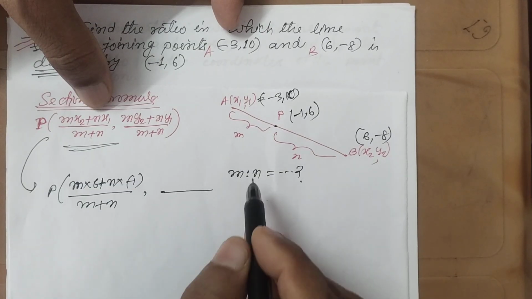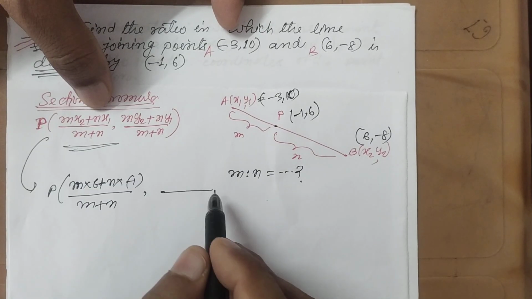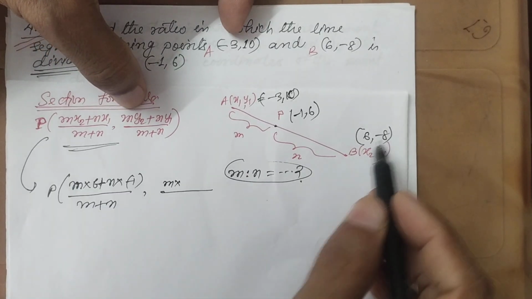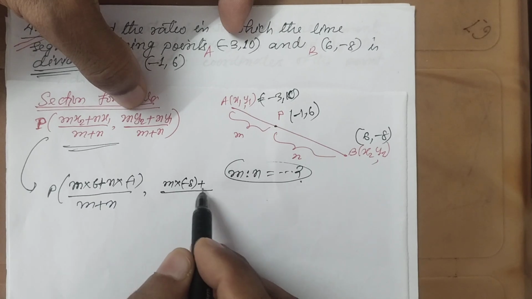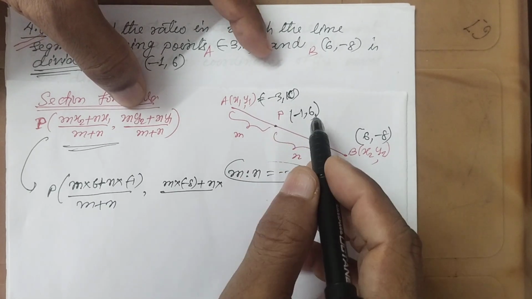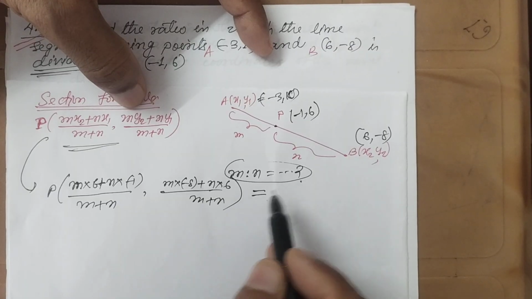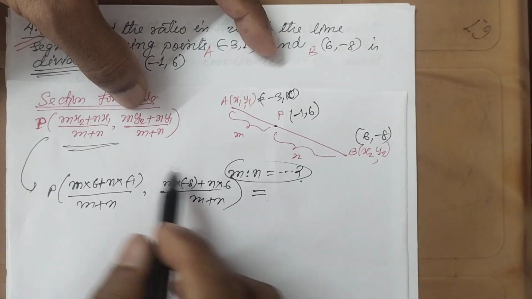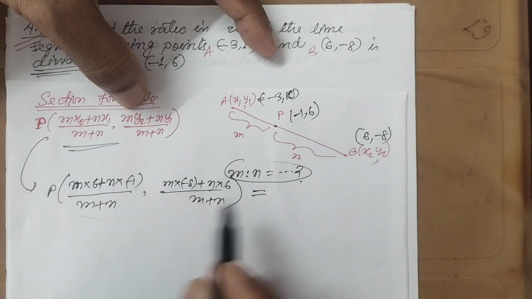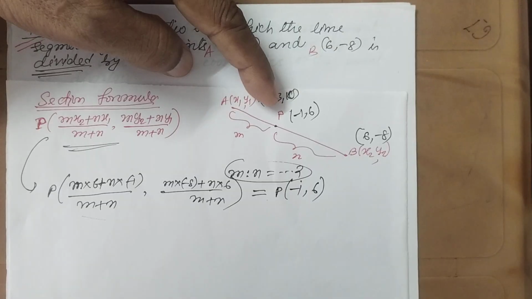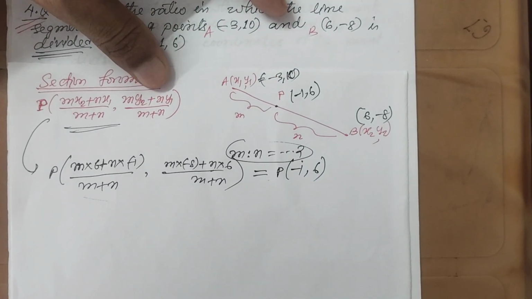And the second coordinate is (m y2 + n y1) by m plus n. Y1 is 6, and m plus n is not given. This is giving point P. This is the formula to find point P, and point P is given in the question. It is -1, 6.